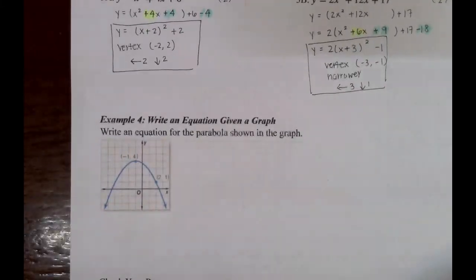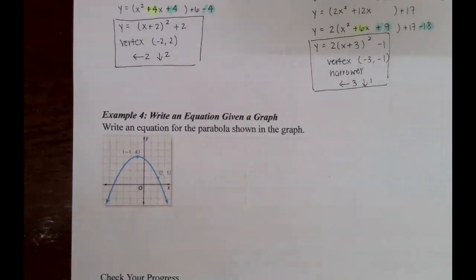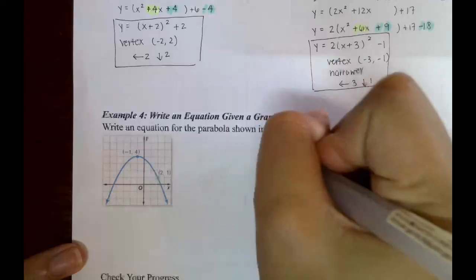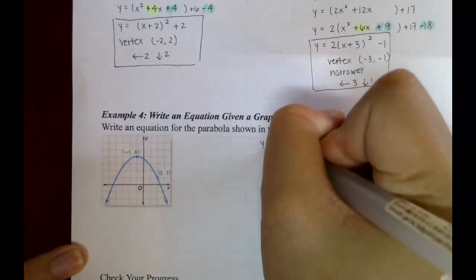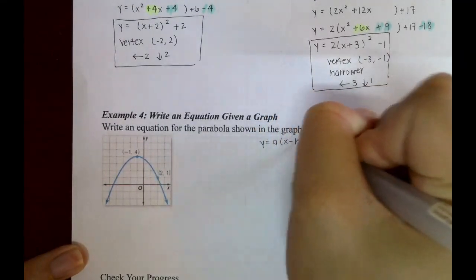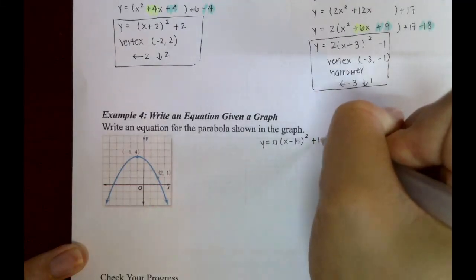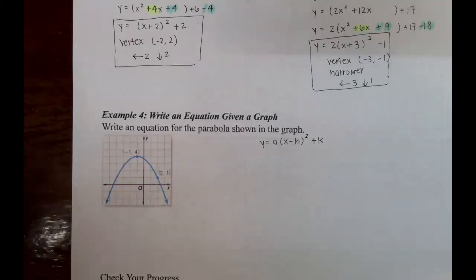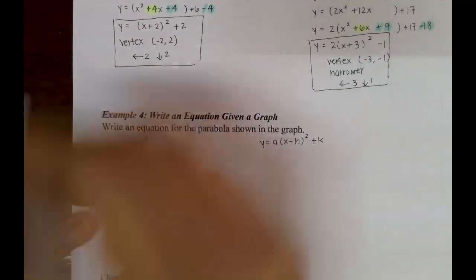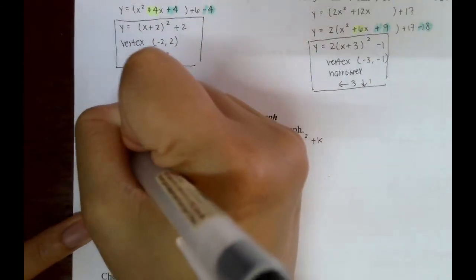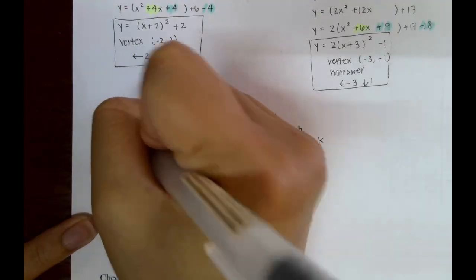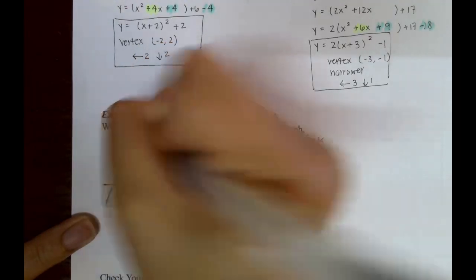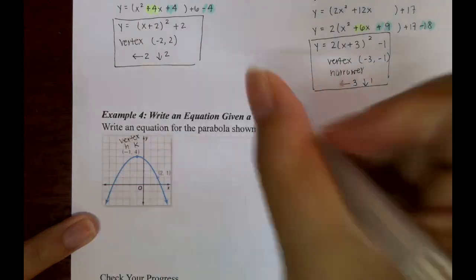We want to write an equation for the parabola shown in the graph. Okay. So we're going to do y equals a, x minus h quantity squared plus k. Okay. So first I'm going to look for my vertex. So here's my vertex. -1, 4. So that means this is h and this is k. And so I'm going to plug that in.